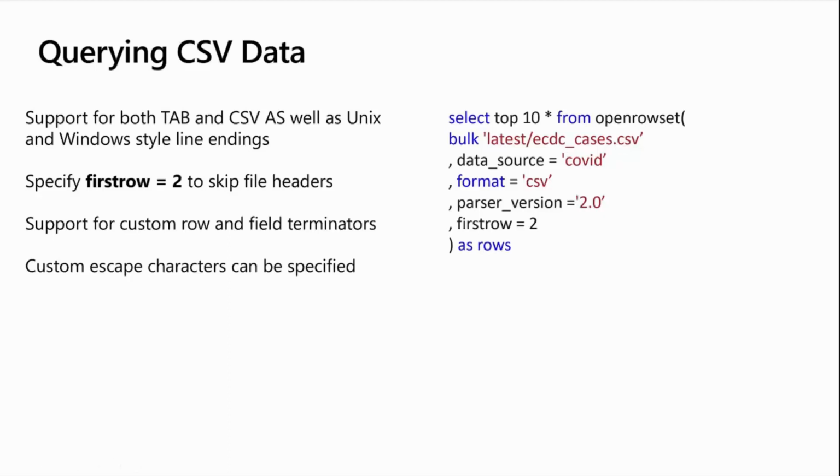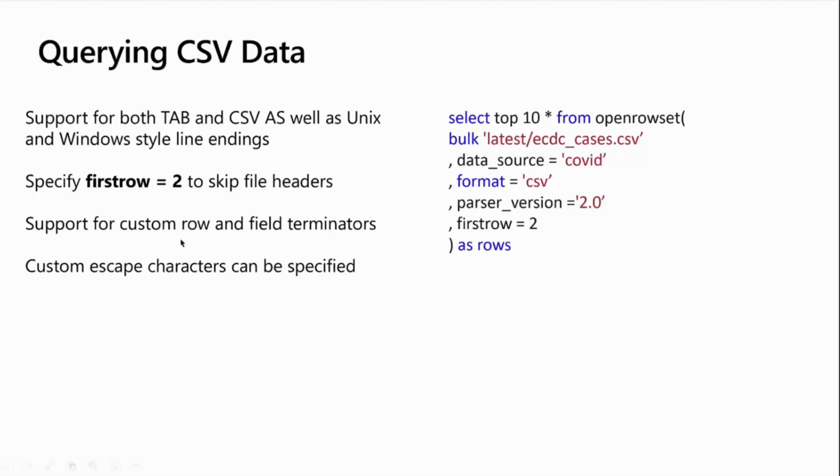if it didn't allow anonymous access. Okay, I tell it the format, so in this case it's CSV. Parser 2.0 is the more efficient version. I'm not sure if it's the default or not, I don't remember. And then here I'm doing FIRSTROW equal to 2. That's because this CSV file has a header and I want to skip that. And then I'm just naming it as rows, and then it's just going to select from that.